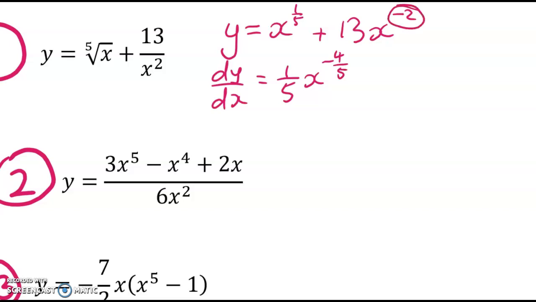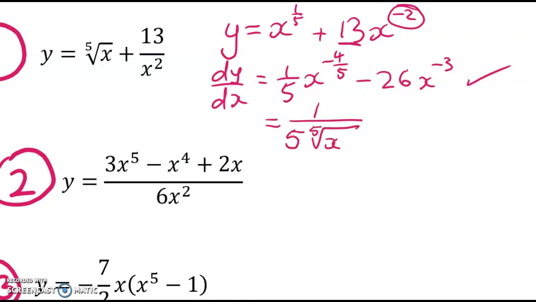So here I'm bringing down this power and I'm multiplying it by 13. So I get minus 26x to the negative 3. Now it's fine to leave it like that, but it would be nicer if we put it back into the original form. So I'm going to do that now. This is going to be 1 over 5 times x to the power of 4/5 minus 26 over x cubed. Okay, so that's that first one done.